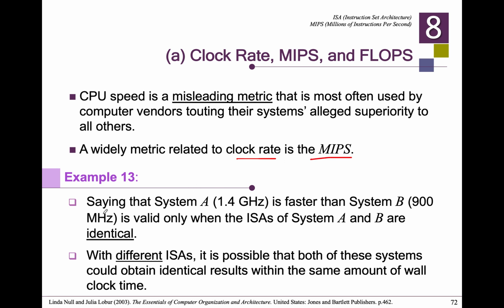Let's say, for example, saying that system A at 1.4 gigahertz, this is the clock rate, this is frequency, is faster than system B at 900 megahertz, is valid only when the ISA of systems A and B are identical. So let's say you already have identical ISA for system A and system B, then it is valid. With different ISAs, it is possible that both systems could obtain identical results within the same amount of wall clock time.